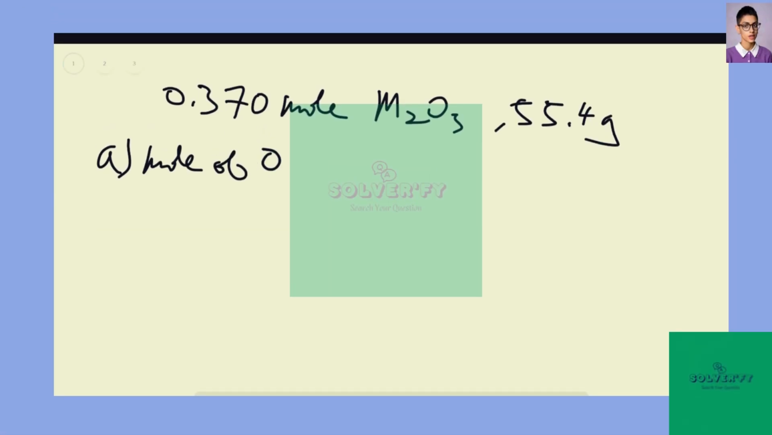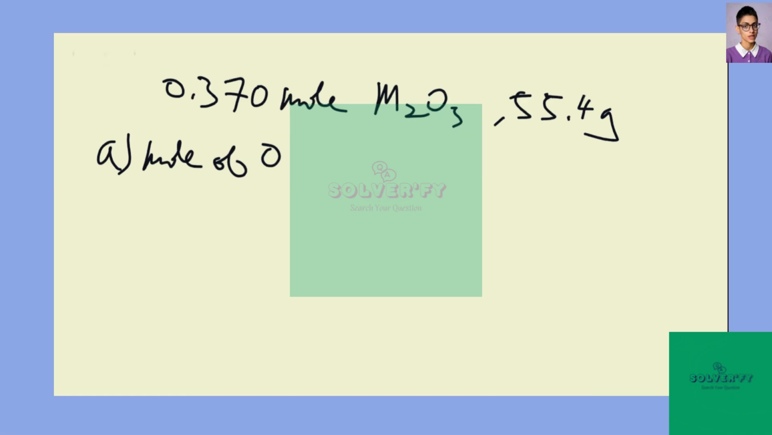We have 0.370 mole of M2O3, and the total mass of this compound is 55.4 gram. So first of all, we have to find out the number of moles of oxygen. In order to do that, we first have to determine the number of moles of our compound, but that is already given: 0.370 moles.